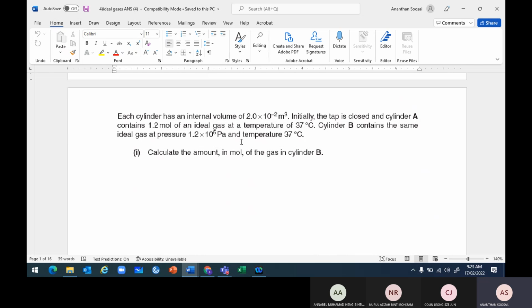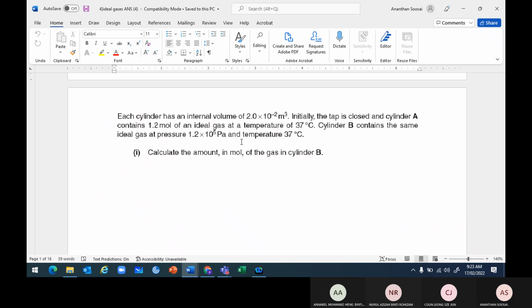Oh no, the number of mole we don't know. We don't know how many mole of gas trapped inside. A was 1.2 mole. B we don't know how many mole. So pressure not sure yet. Because pressure depends on what? Pressure depends on the number of particles, right? More particles, more pressure.